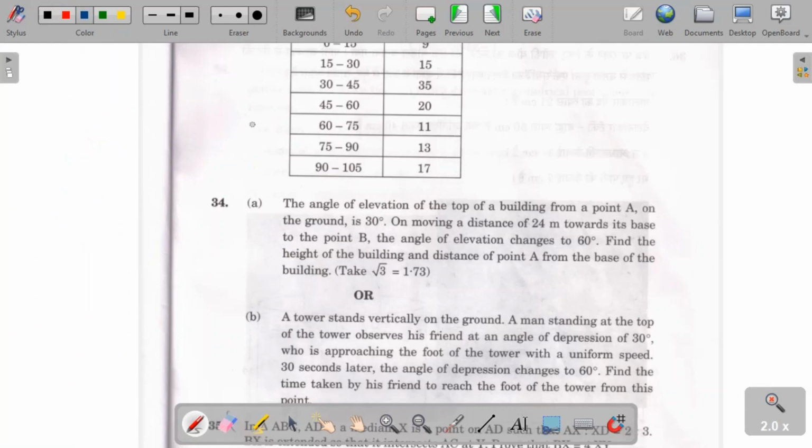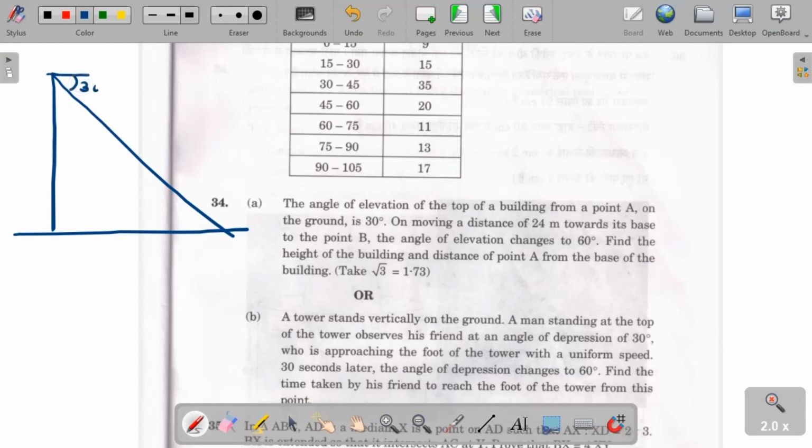A tower stands vertically on the ground. So I'm going to draw a tower which is going to be like this. Then it stands on the ground. A man stands at the top of this tower, observes his friend at an angle of depression. So a man is standing here observing his friend with an angle of depression. Always mark on the top for the angle of depression before you mark this particular point. So this is going to be 30 degree.